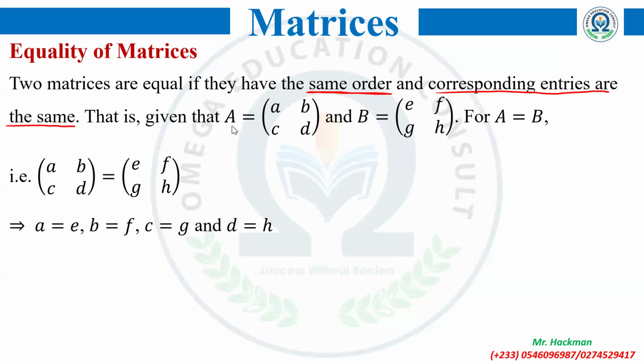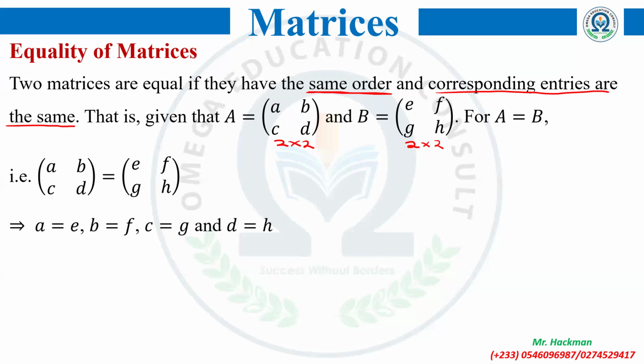Given that a vector A, did I say a vector? Forgive me. The matrix A is equal to A, B, C, D. So this matrix is of order 2 by 2. Okay, so this is a 2 by 2 matrix. And matrix B is E, F, G, H. I'm using these letters for their entries. So what is the order of this matrix? 2 by 2. Very good. Once they are 2 by 2, then it means most likely they could be equal.